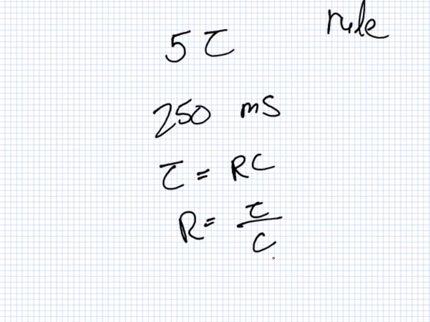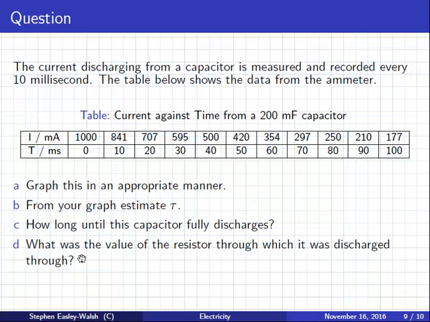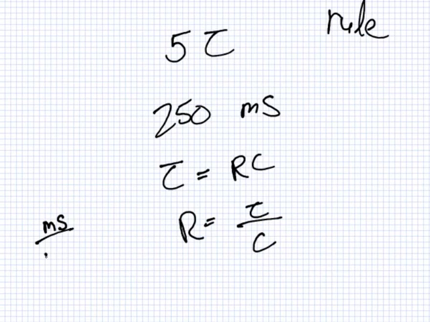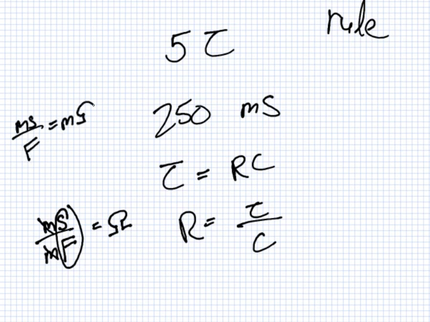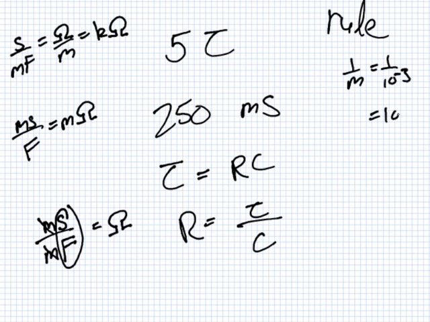Now, again, we have to be careful, because on the top I'm using milliseconds, and on the bottom, do we know the capacitor? We do. It's hidden in the question. Current against time for a 200 millifarad capacitor. So on the bottom I have millifarads. So in total I have seconds and farads. That actually makes an ohm, by the way. If I had something like milliseconds over farads, that would be milliohms. And if I had seconds over millifarads, that would be ohm over milli, which is actually kilo ohms. Because 1 over milli is 1 over 10 to the minus 3, which is 10 to the 3, which is kilo. So just be careful with those units.